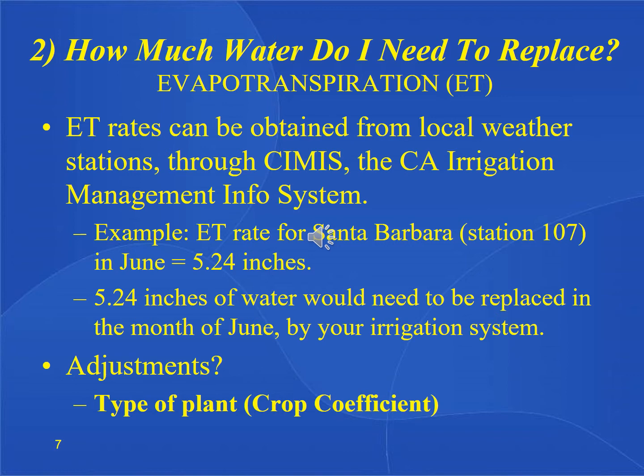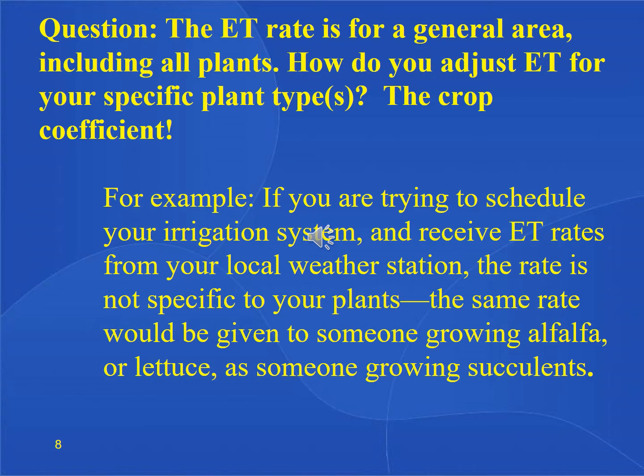The 5.24 inches is the maximum amount, as if you were growing a field of alfalfa. That's how much water would be lost. But you adjust it for the type of plant, the particular type, and it changes somewhat. So we need to do that as well. One question: the ET rate is for a general area including all plants. So how do you adjust the ET for your specific plant type? Again, that's the crop coefficient.